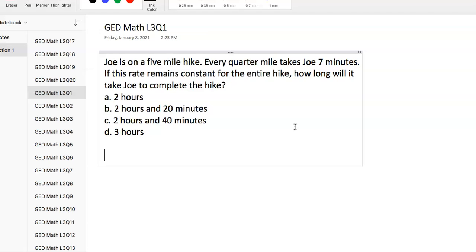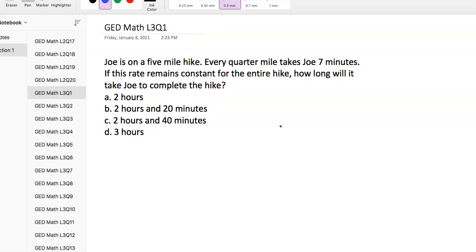Okay, let's get going. First question. It says Joe is on a 5-mile hike. Every quarter of a mile takes 7 minutes. If this rate is constant, how long to finish the hike?